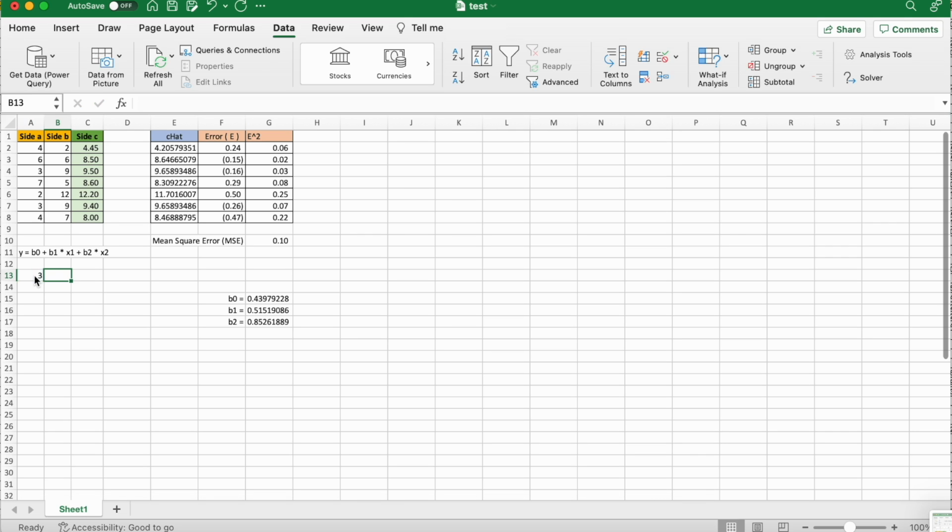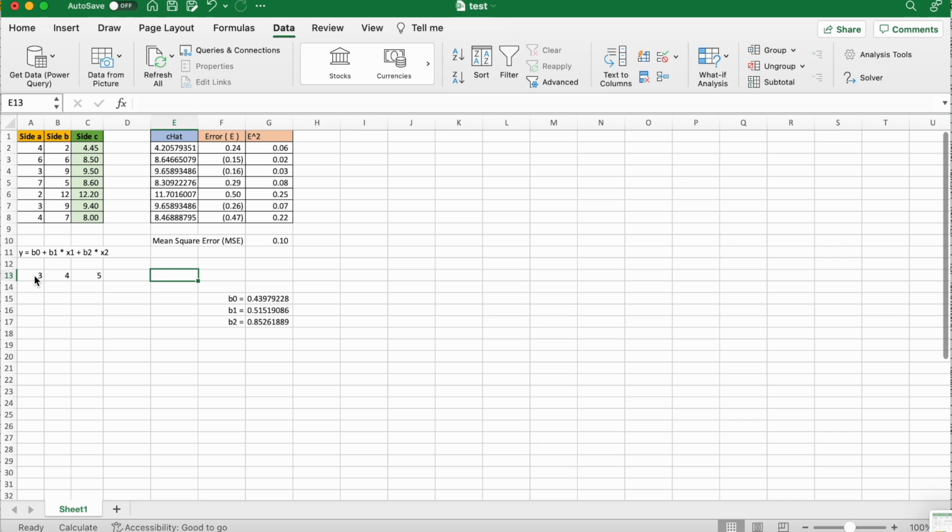So we say, let's take the values of 3 and 4. Now we know that by Pythagoras theorem, if the sides A and B are given, we can find C as the square root of A square plus B square. So we should get 5. Now let's see what the machine has got.